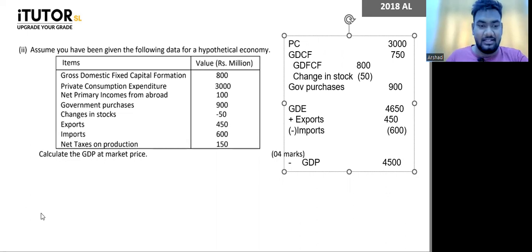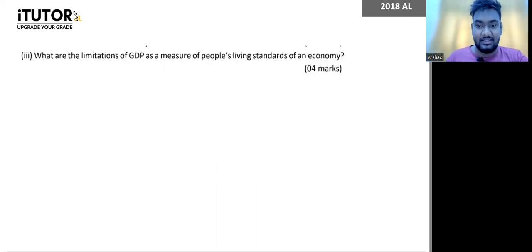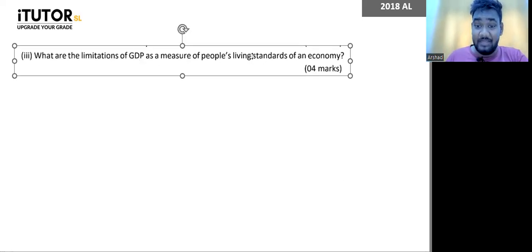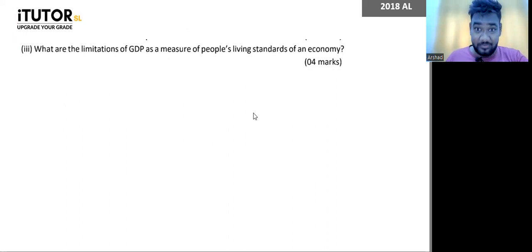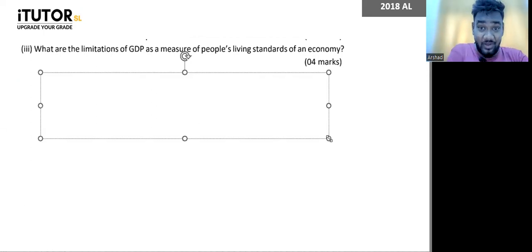Okay, we'll go to the next. What are the limitations of GDP as a measure of people's living standard of an economy? So think, guys, what are the limitations? Just by looking at the GDP of a country, can you judge the living standard of that country? So they're asking you for the limitation. You can give one limitation.